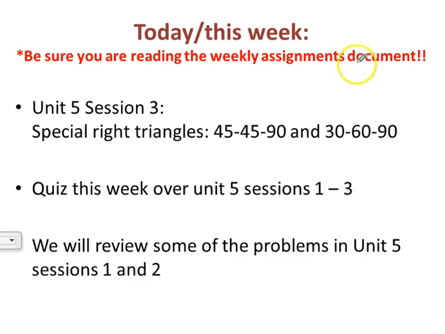All right, so let's move on. So today and this week, what are we doing? We're going to go over Unit 5, Session 3. This will be new for us, looking at special right triangles when we have triangles that have 45, 45, 90 degrees. Remember, every triangle has to add up to a total of 180 degrees. The other type of special right triangle is when we have an angle with 30, 60, and 90 degrees. And again, that's going to add up to a total of 180 degrees because it's a triangle.